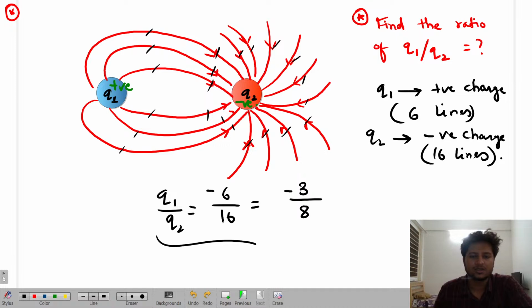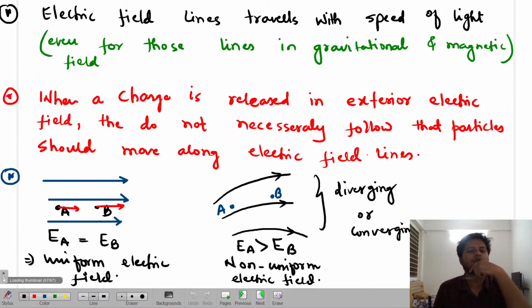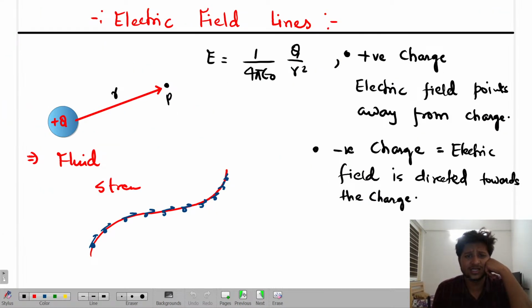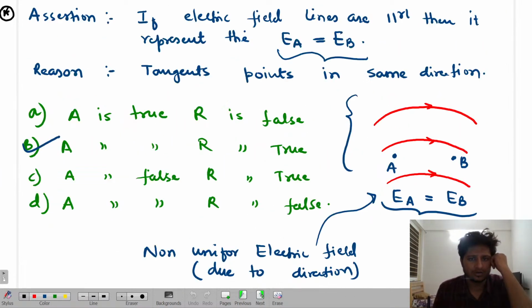So every time the number of field lines will tell about the strength of electric field, and it will also tell about the strength of the coulomb of charge. Are you able to get me or not? Is this clear? So this was all about your electric field lines and their properties. There are many questions on these electric field lines which you will find on the internet and all, and which you will be required to solve. Right or not?